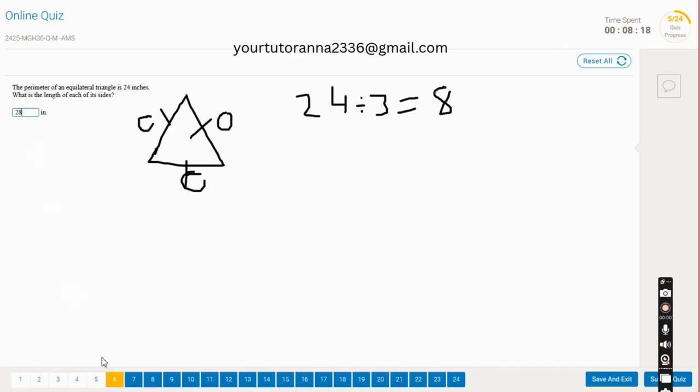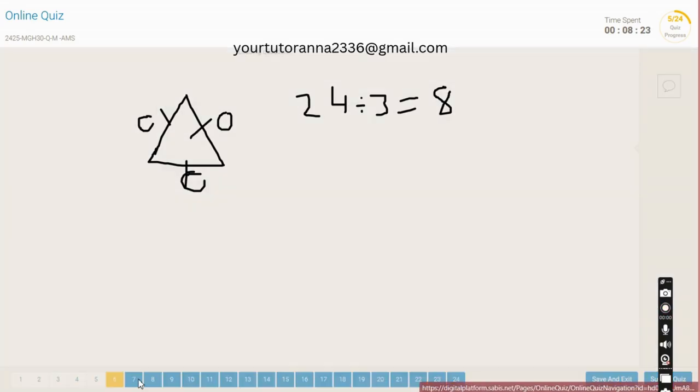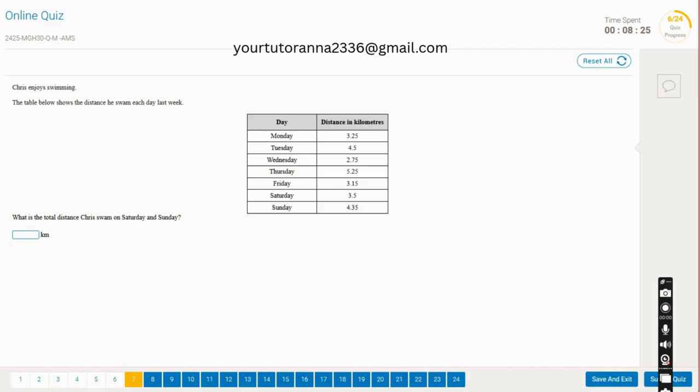Remember, all of these sides are equal. That's why we wanted to distribute the 24 equally. So what can we do? We can divide by the number of sides to distribute it.